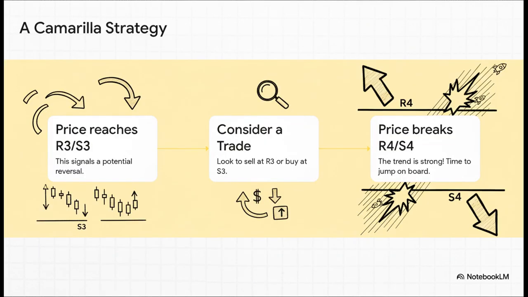And this leads to a very clear, actionable trading strategy. The general idea is to watch those third levels, R3 and S3. When price gets to these zones, you start looking for a reversal trade, maybe selling at R3 or buying at S3. But, and this is a huge but, if the price smashes right through the fourth levels, R4 or S4, that signals a really strong breakout, and it might be time to switch gears and trade with the trend.